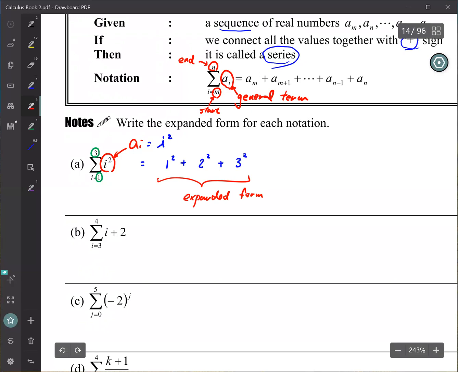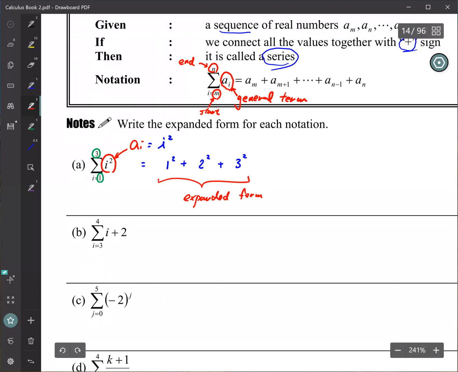Any questions so far? So we just learned the expanded form, and this form is called sigma form. Write it out in sigma.